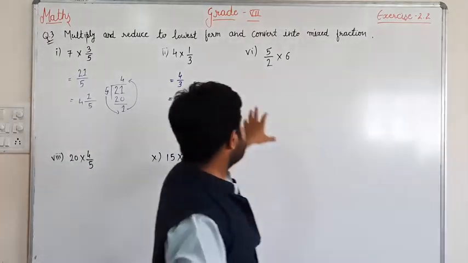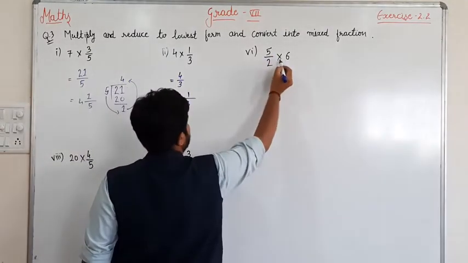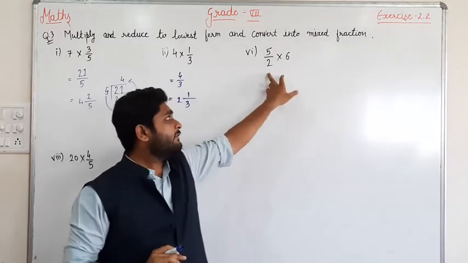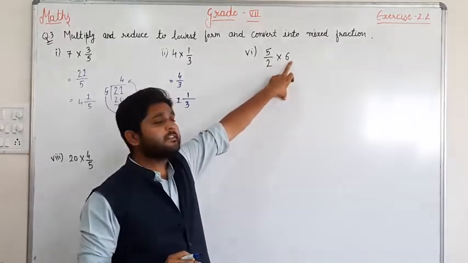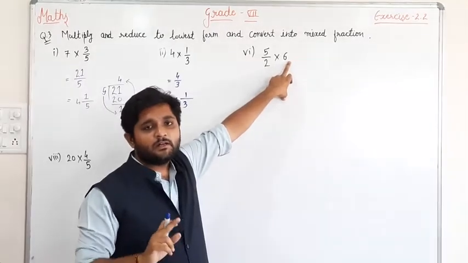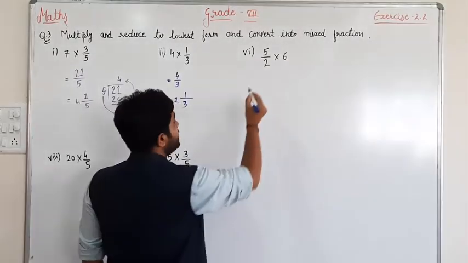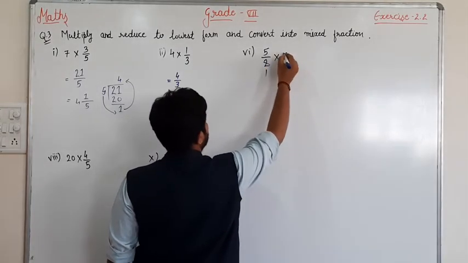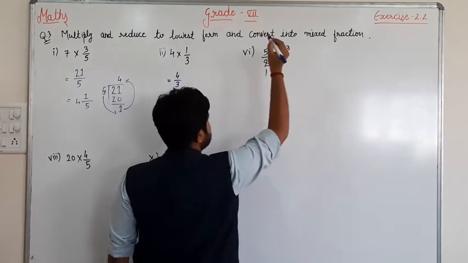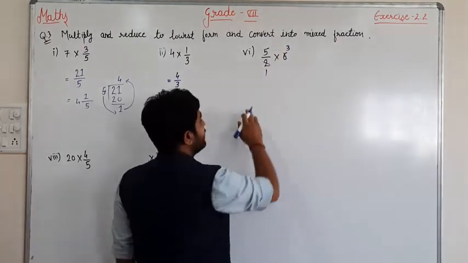Now let me see question number 6: 5 upon 2 multiplied by 6. Now friends, we can cut these both numbers because here it is a 2 and here it is a 6. So friends, 2 3s are 6, right? And 2 1s are 2. So here we can write 2 1s are 2, 2 3s are 6. I have directly cut it like this, and we can also do it in another way.